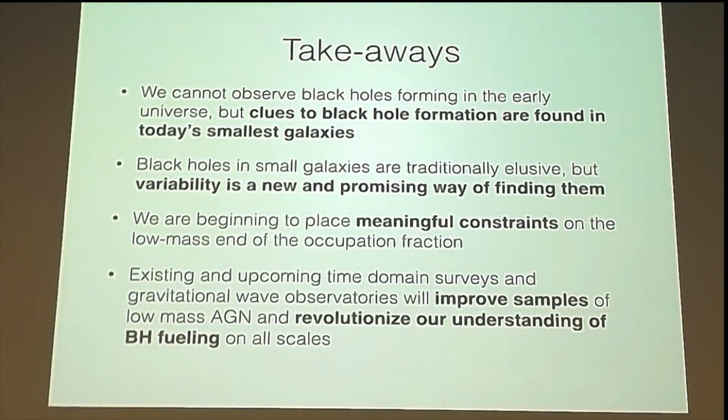LIGO is mostly sensitive to mergers of these stellar mass black holes. So the black holes that LIGO has detected are kind of like 30 to 80-ish solar masses. So LIGO isn't sensitive to the kinds of black holes that I'm looking at, but LISA will be. So LISA will probably have a lot more to say about intermediate mass black holes and things like that. So hopefully we'll see LISA fly, and that would be great for this.